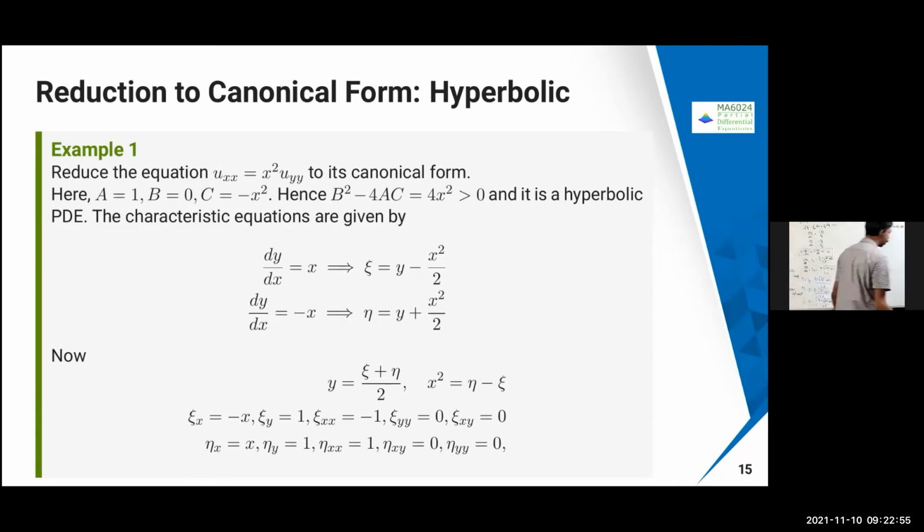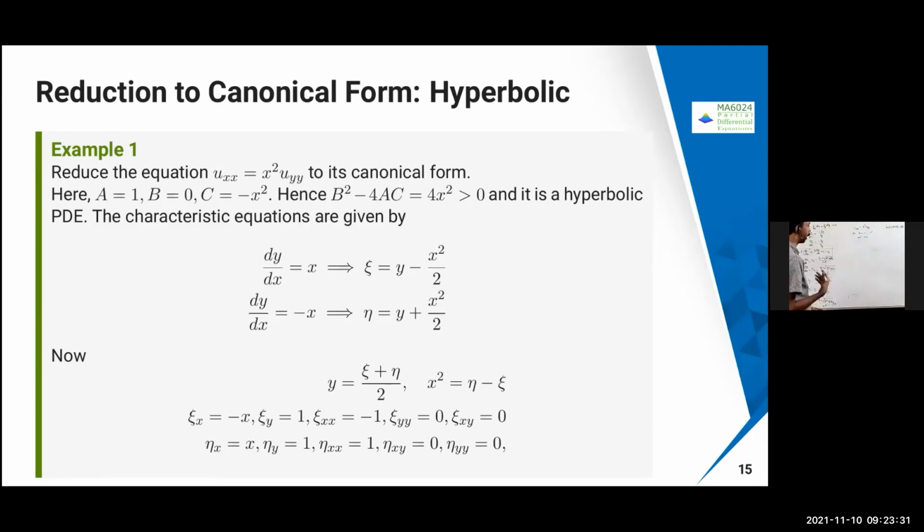One simple problem. Let us reduce the following equation, u_xx equal to x square u_yy, into canonical form. Here you can see that a equal to 1, b equal to 0, and c equal to minus x square. Therefore, b square minus 4ac is going to become 4x square, which is greater than 0. So therefore, it is a hyperbolic PDE.